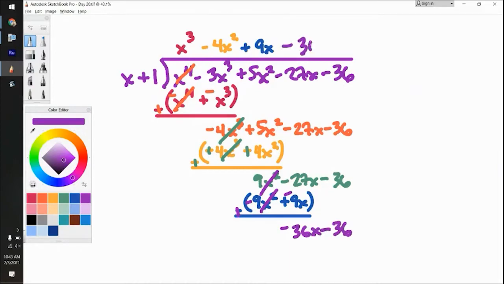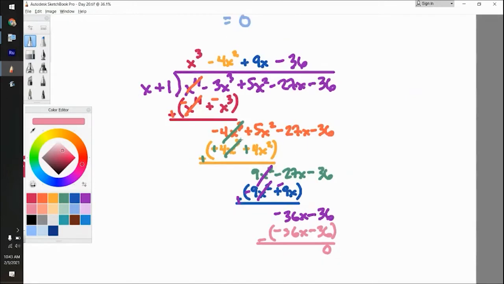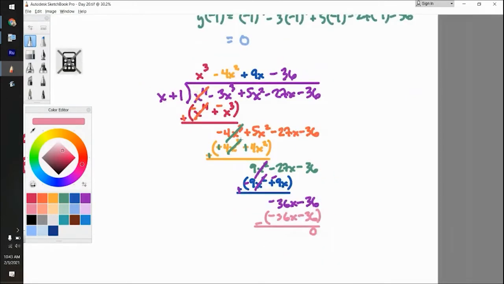Sweet, so there's no remainder. Okay, so we end up with that x to the third minus 4x squared plus 9x minus 36. And the only thing left to do now is to divide out that x plus 4. Or I'm sorry, x minus 4.